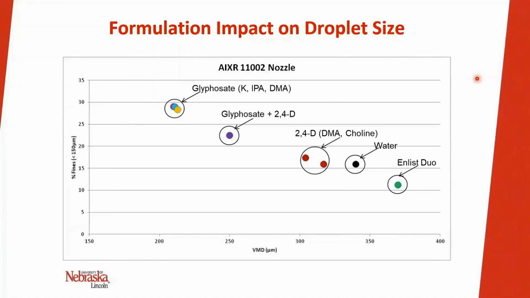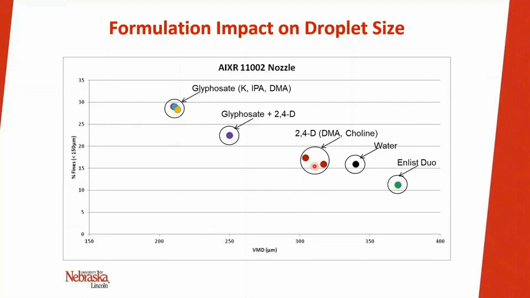Very interesting study here. What we did here, we sprayed glyphosate, and we're trying to understand the percent of fines during this application. This is with an AI-XR nozzle. And if you take a look, we were producing around 30% of fines with just glyphosate here. Then we sprayed just 2,4-D, and you can see that we were getting in between 15–20% of fines.